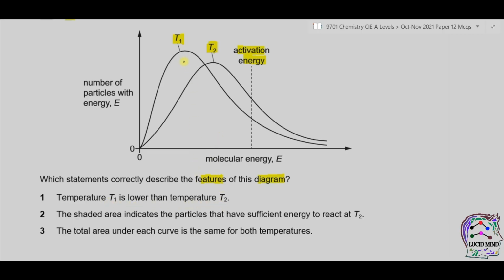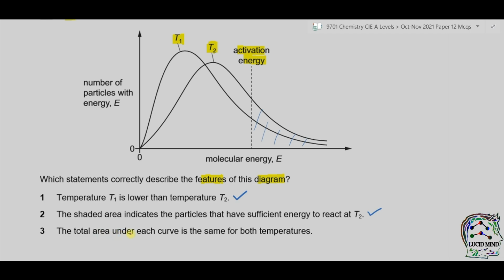Now this is correct because when temperature is increased, the peak moves in the forward direction as the average molecular energy increases. Part 2. The shaded area indicates the particles that have sufficient energy to react at T2. This is the shaded region. And as these molecules have energy more than the activation energy, this area shows the particles that have sufficient energy to react.